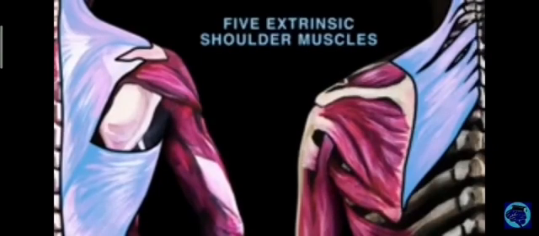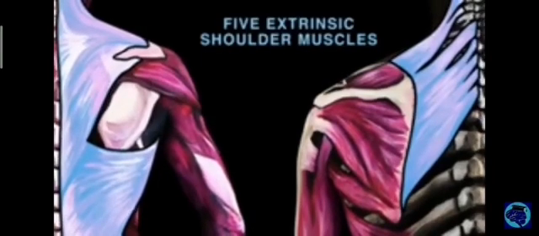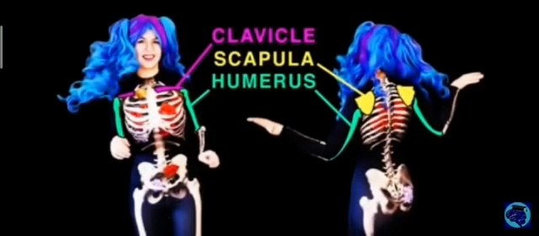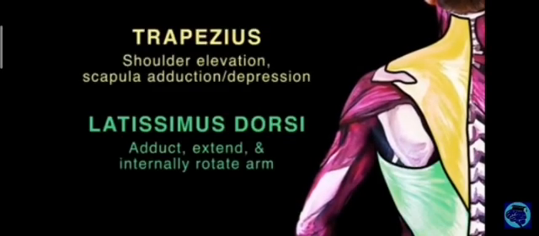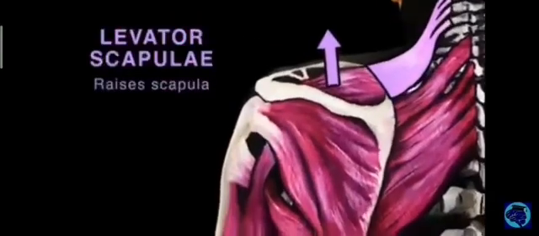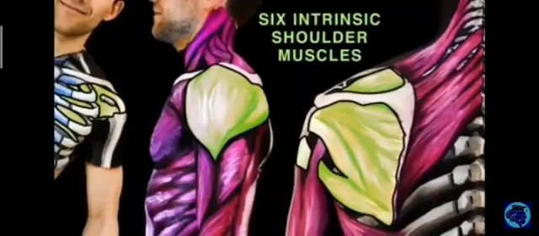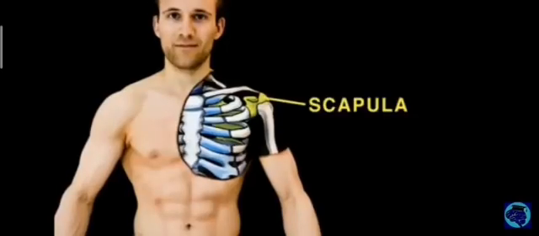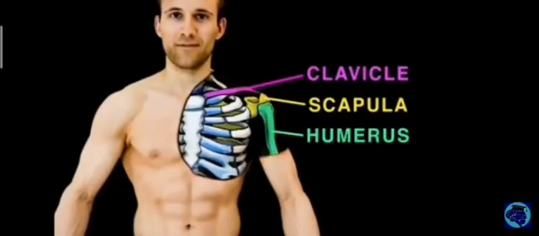The 5 extrinsic shoulder muscles go from the torso to the clavicle, scapula, and humerus, and just so you know, the superficial ones are the trapezius and latissimus dorsi. The deep ones are the 2 rhomboids and levator scapulae. The 6 intrinsic shoulder muscles we will now discuss run from the scapula and clavicle to the humerus.